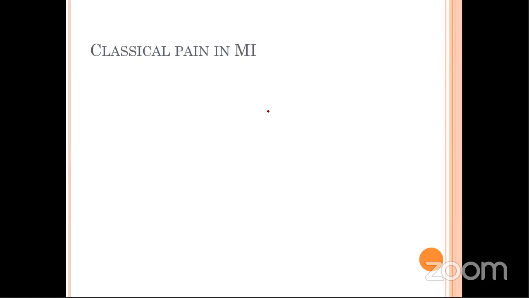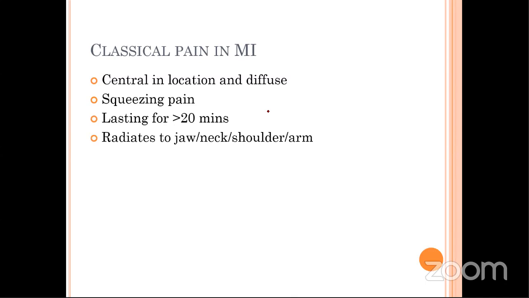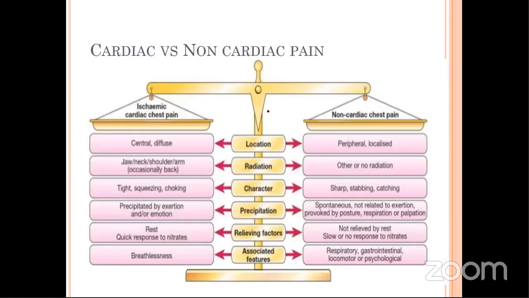Now, what is the classical pain in myocardial infarction? The chest pain in MI is classical. And how do you describe it? It is central in location and diffuse. It is a squeezing type of pain, lasting for more than 20 minutes, radiates to the jaw, the neck, shoulder, and arm, precipitated by exertion and emotion, and it is relieved by rest and nitrates. And it is associated with breathlessness.